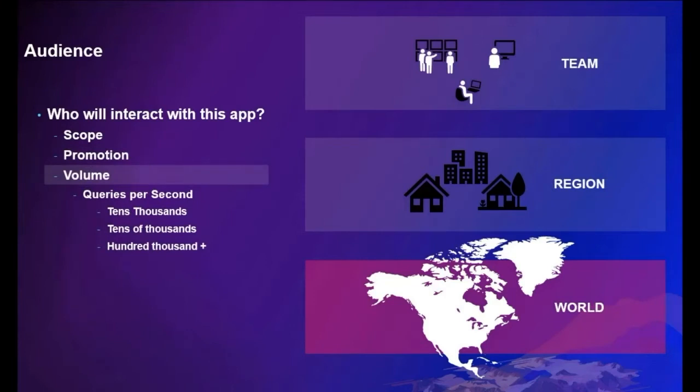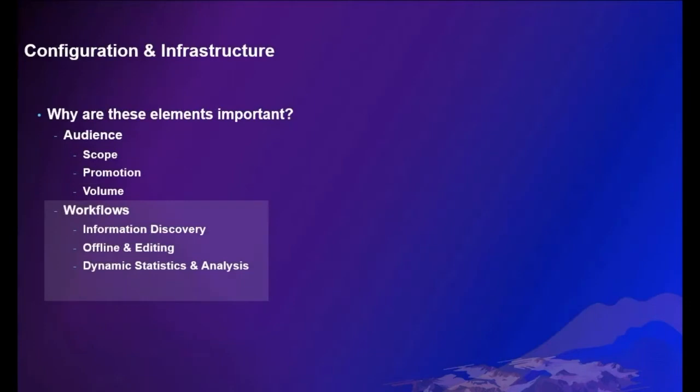Determining scope and promotion give you an idea of potential volume, which we measure in queries per second. An information product designed for global consumption and promoted by the media can attract up to 175,000 queries per second, but a private team-focused app will have far fewer. With the audience characteristics of scope, promotion, and volume in mind, we'll turn our attention to workflows.